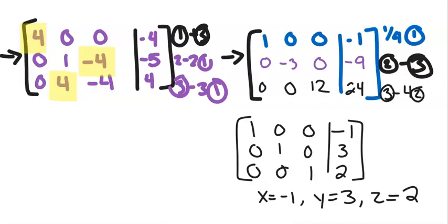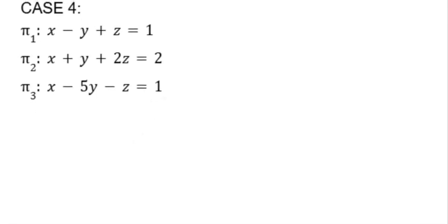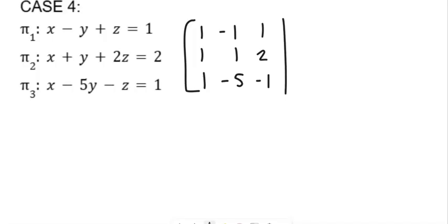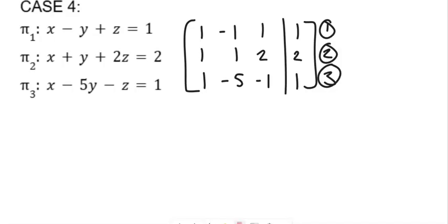All right, let's look at another case. Case 4. Okay, so I'm going to quickly look to see if I have any parallel normals to eliminate that possibility first. And I don't, so I'm going to set up my matrix. Number out my lines so I can track my changes. And let's see what I should do first. Well, I'm going to get rid of this negative 1 here.